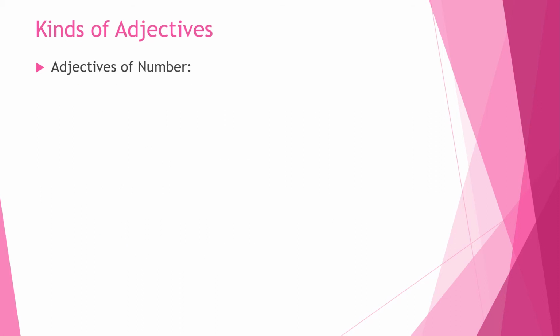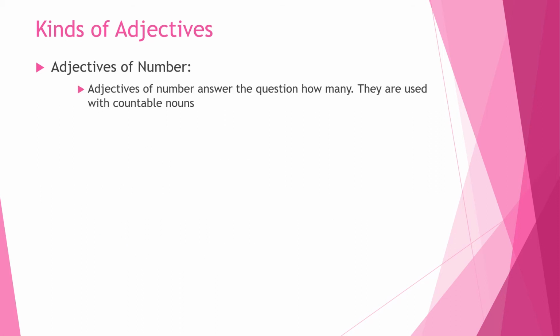Next kind of adjective is adjectives of number. Adjectives of number answer the question how many. They are always used with countable nouns. In the example given below, there are 9 pencils in the box. How many pencils? 9 pencils. So it is answering the question how many? The adjective of number in this sentence is 9.